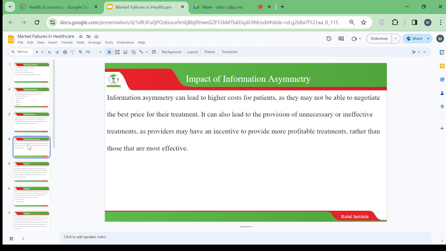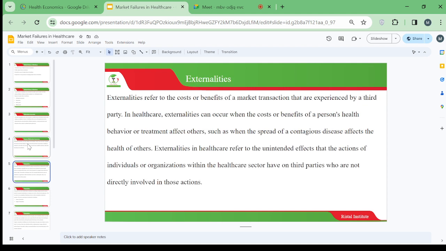So that means that the clients can be charged higher than what they would actually negotiate for if they had all the information. Okay, so eventually you will have even a client receiving sometimes unnecessary and ineffective treatments just because they don't know about these treatments. And then the physician will have that incentive to provide more and more treatments such that they get more profits. Okay, so that's the impact of information asymmetry.